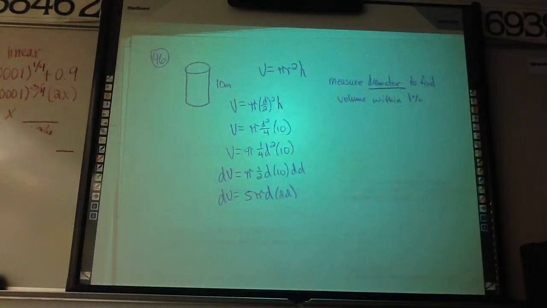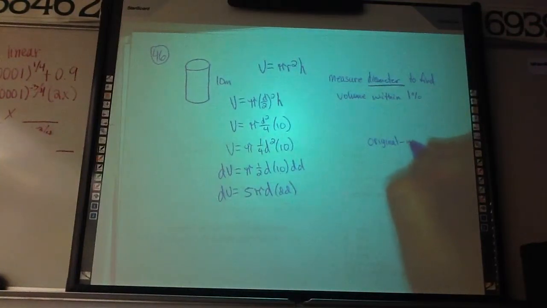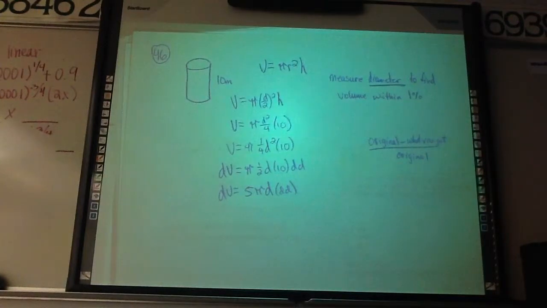And how would you calculate that? By percent error. How do you calculate percent error? It's original minus what you got, over original. That's percent error, right?